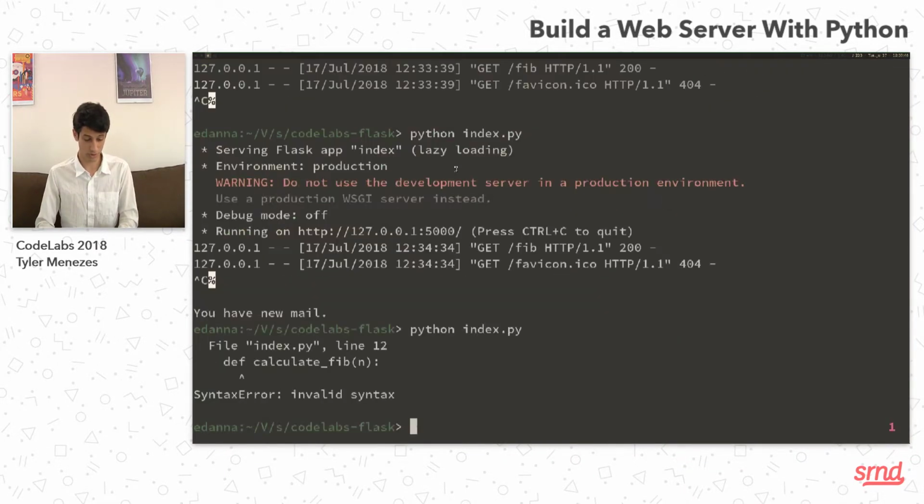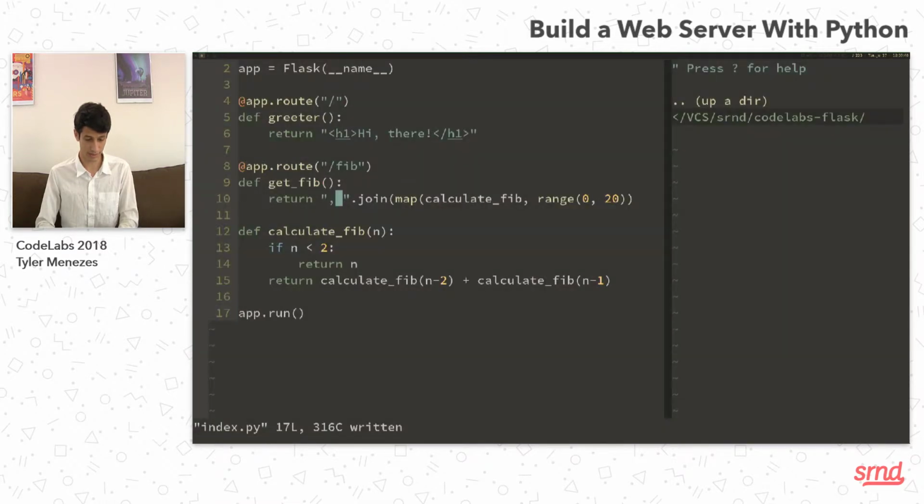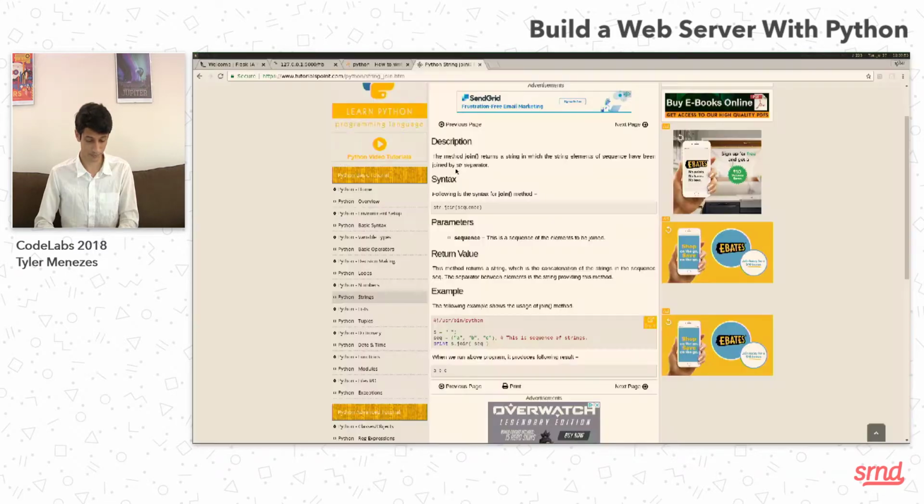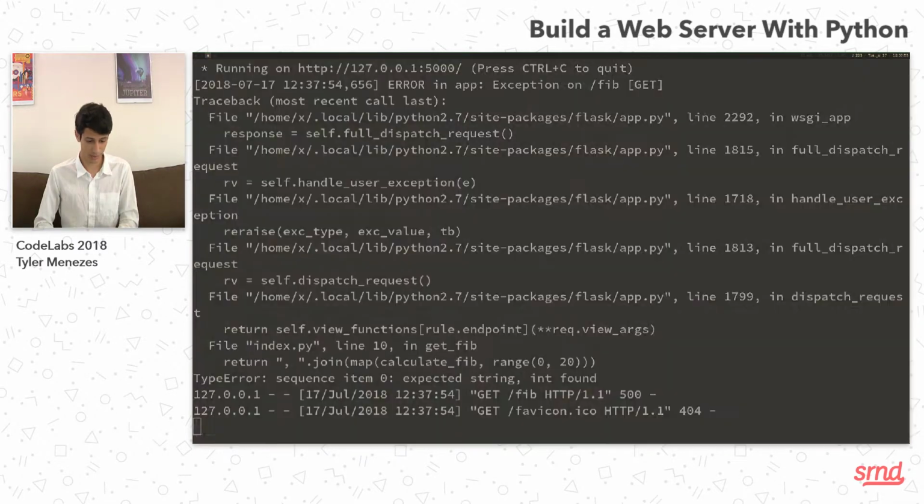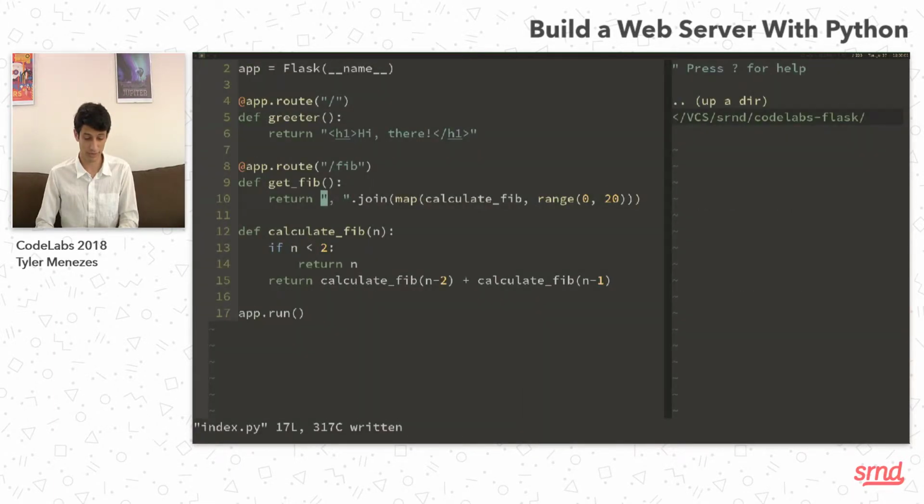What did I do wrong? Invalid syntax. Am I missing something? I'm missing an end parenthesis. We'll see if this works. We got an error. Sequence item 0: expected string. Right, because we have to, again, convert each one of these things to a string.